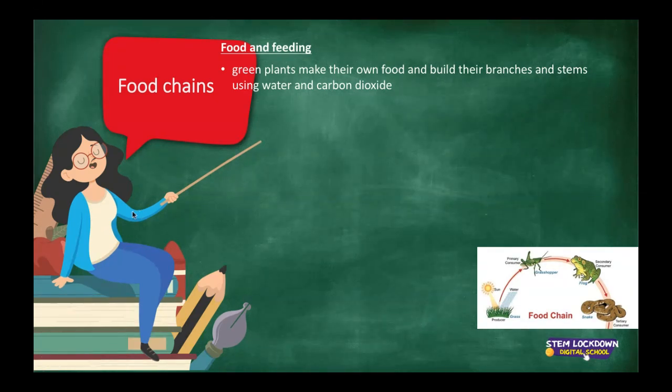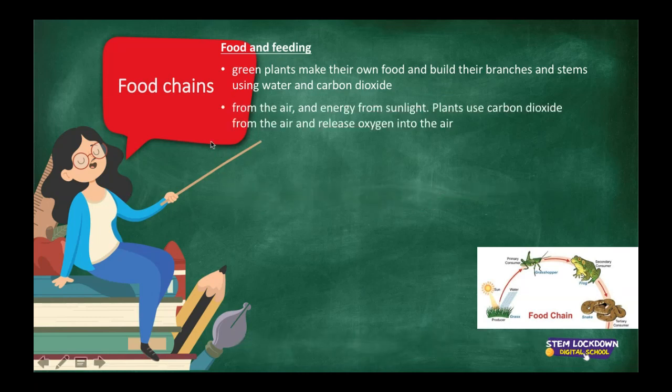Green plants make their own food and build their own branches and stems using water and carbon dioxide. As we know, possibly where you stay, there are plants at your home, there are trees where you stay, and we all know that for the survival of the trees and the grass and the flowers to grow, they have to be watered, and they have to get what? The oxygen. From the air and the energy from sunlight.